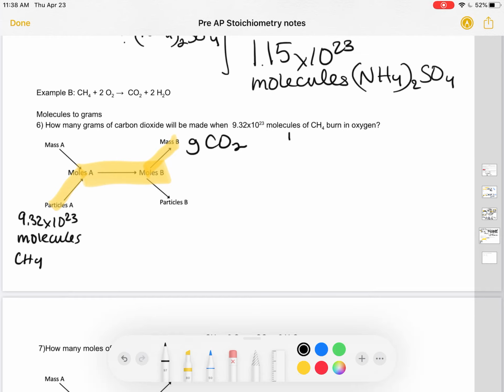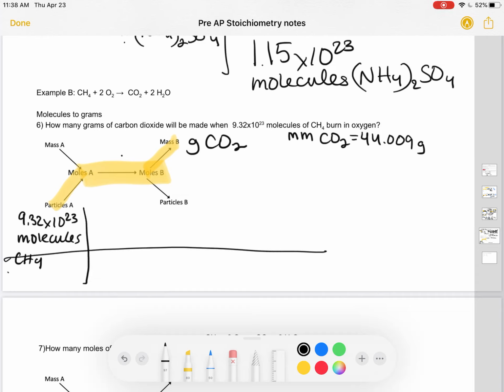The only molar mass that I'm going to need in this problem is carbon dioxide. So the molar mass, the MM of CO2, equals 44.009 grams. Okay, so let's start this problem. You know what? I'm going to start it down here. I'm going to be a rebel with a cause. It's already written down for me there.